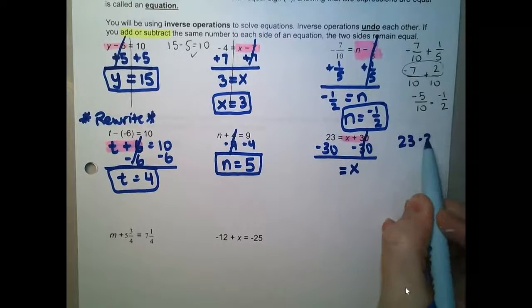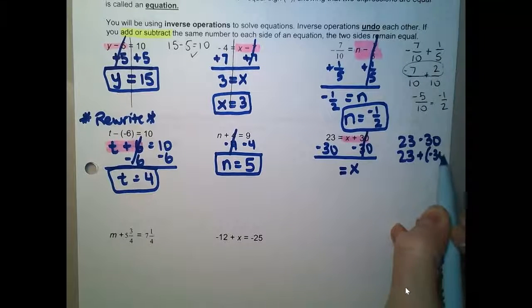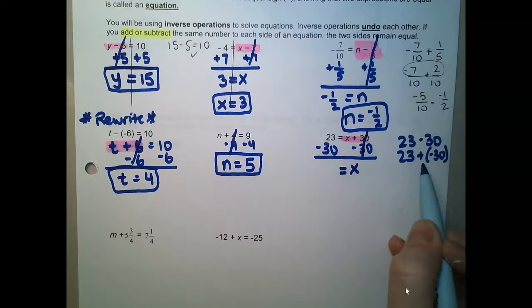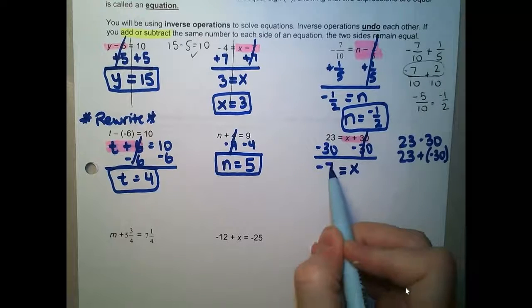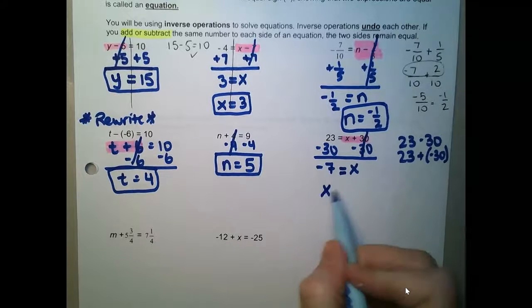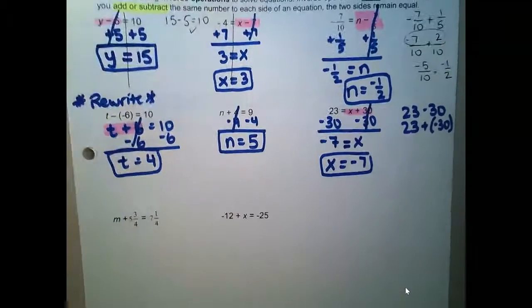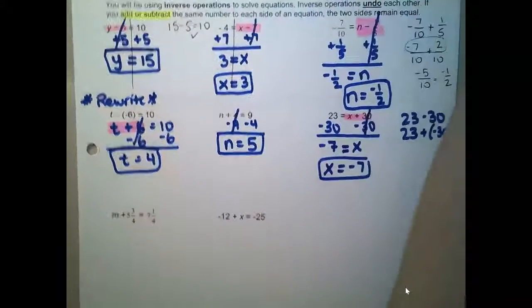If you wanted to, over on the side, if you needed, you could change that to 23 plus -30. Not necessary because you might notice, oh, well, she's trying to take away more than she has. Obviously, the answer is negative, and the difference between 23 and 30 is 7. So -7, but we prefer to have our variable come first. X equals -7.